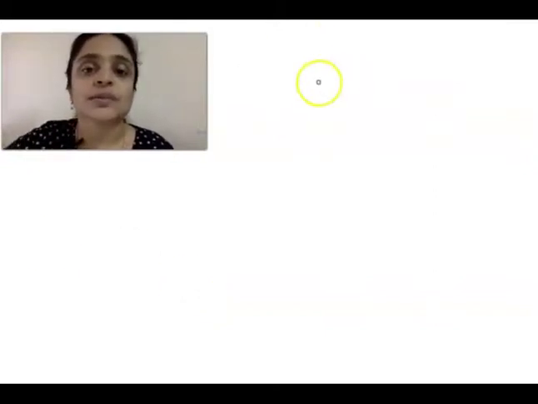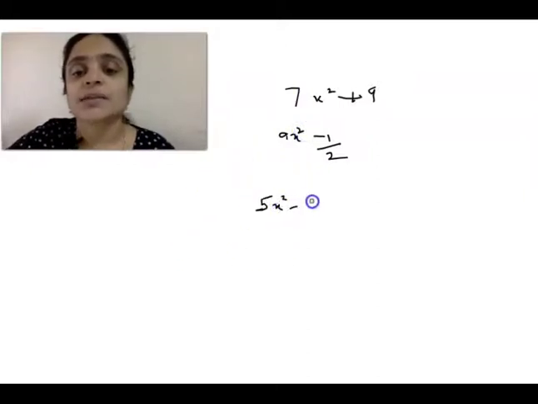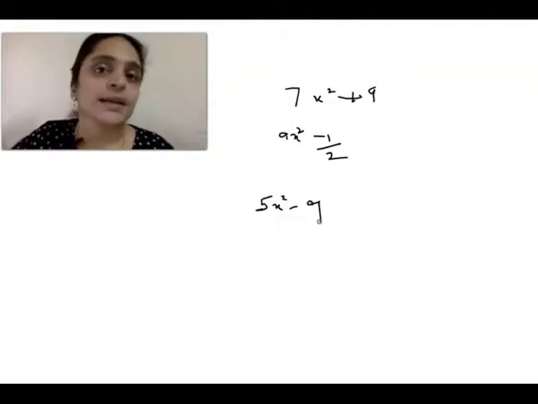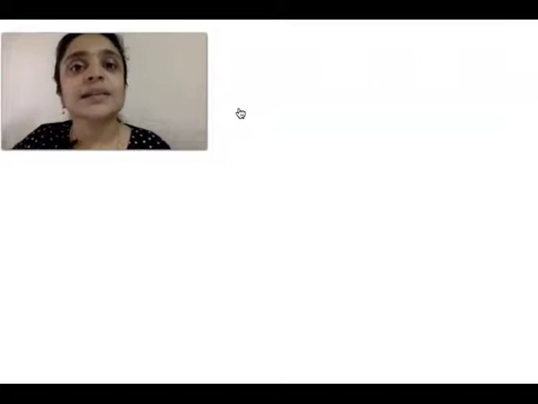Polynomials having degree 2 are called quadratic polynomials. So we can give some examples like 7x square plus 9. 9x square minus 1 by 2 is a quadratic polynomial. x square minus 9. This is also a quadratic polynomial. Now, cubic polynomials, those having degree 3, are called cubic polynomials.